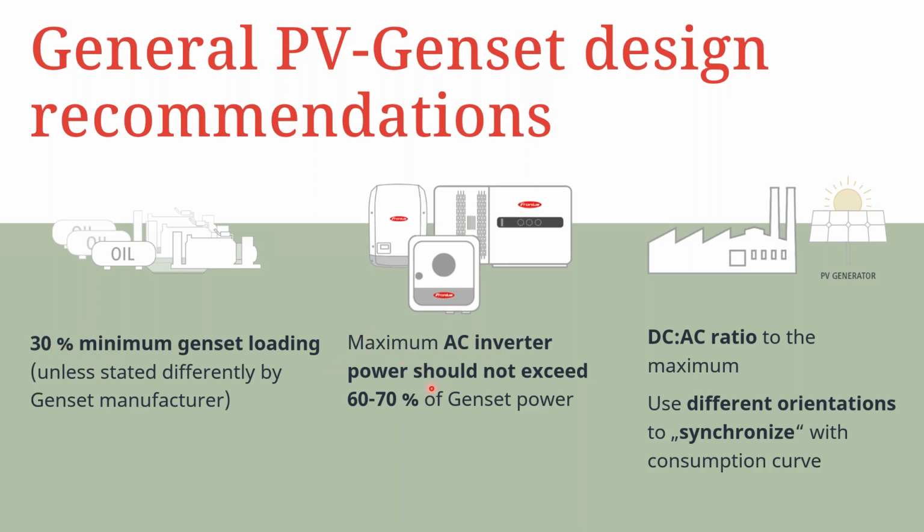Again, the maximum AC inverter power should not exceed 60 to 70% of the generator power. So we can't match it at 100% to both, for example. What happens is we'll only utilize 60 to 70% of the maximum power for the genset itself. And again, we have our DC to AC ratio to be the maximum. So use different orientations to synchronize with the consumption curve, making use of east-west orientation on our modules to maintain peak PV generation throughout the day whenever the genset is running.